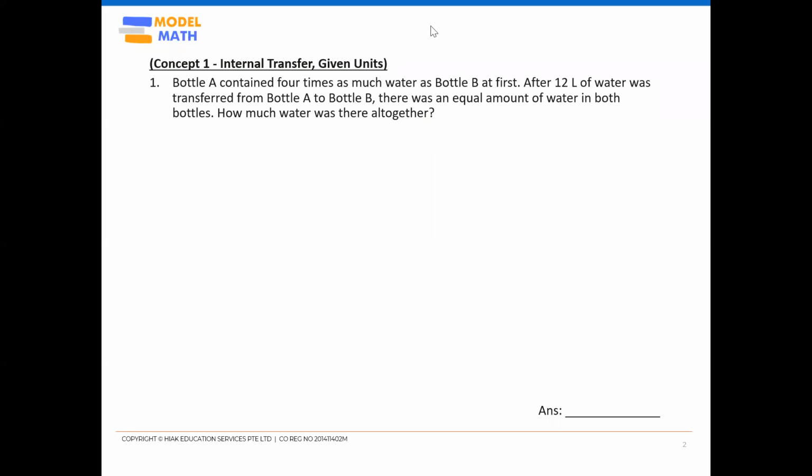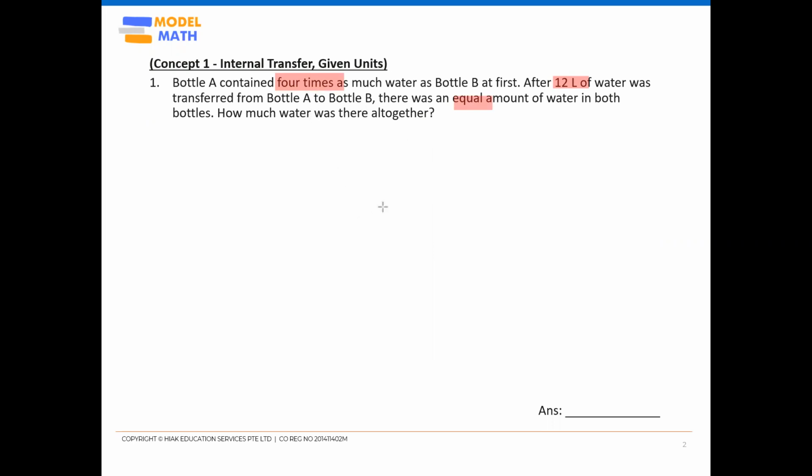Now, let's take a look at the whole story again. If you notice, this is like a before-change-after scenario, okay? Because whatever they give you is your before, and the change is that there is 12 liters of transfer, and in the end, they say there's an equal amount of water. All right. Now, this will come to your mind.